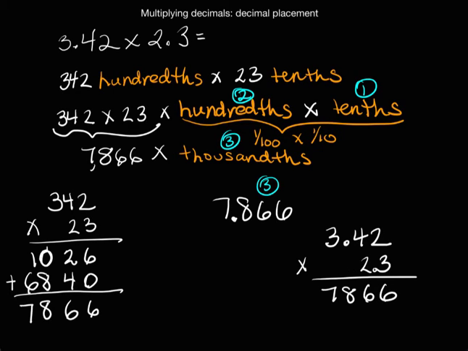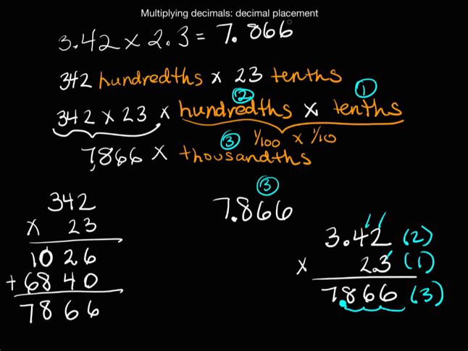7,866. But we just showed in the unit form that we have different decimal places here. In 3 and 42 hundredths, we had 2 decimal places, and in 2 and 3 tenths, we had 1 decimal place. So our final product needs to have 3 decimal places, and that's exactly where we put our decimal. Our final product does have 3 decimal places, and so when we multiply together 3 and 42 hundredths times 2 and 3 tenths, our final product is 7 and 866 thousandths.